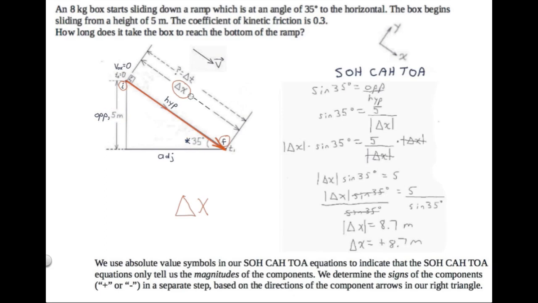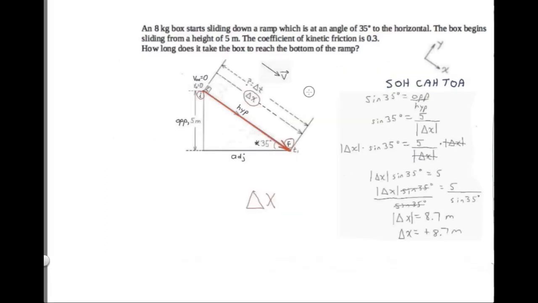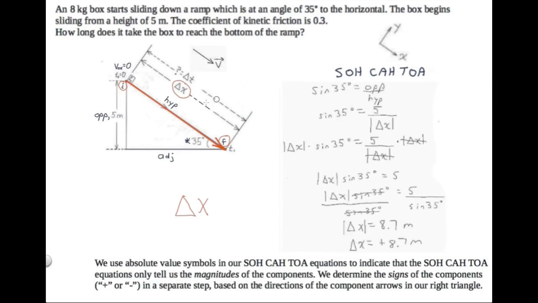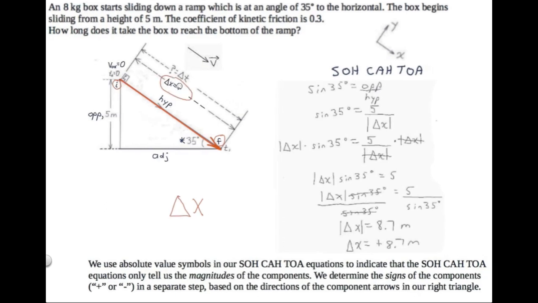Actually, let's first determine whether delta x is positive or negative. Remember that the symbol delta x stands specifically for the x component of the displacement. Well, the box is being displaced parallel to and down the ramp. That represents our positive x direction, so we can say that delta x will be positive. Now let's go through the SOHCAHTOA process to determine the magnitude of delta x. First, we have to decide which angle in the right triangle we're going to focus on. So I've drawn an asterisk here to indicate that we're going to focus on this 35-degree angle that we were given.